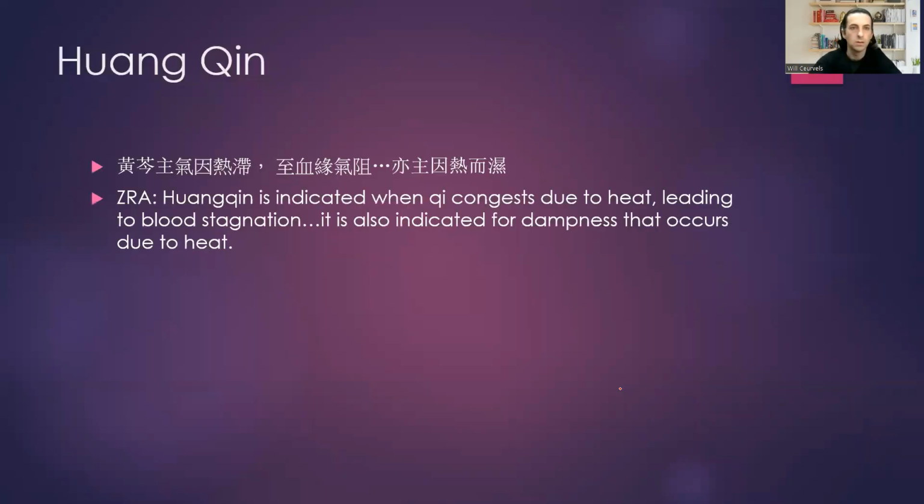So for Huangqin, fairly simple. I'm not sure if we did Huanglian yet, but Huangqin is indicated for dampness that occurs due to heat. Now, Huanglian is for heat that occurs due to dampness. This one is for dampness that occurs due to heat. So that's interesting. How does that occur? Well, you can think of it this way. In Banxia Xiexin Tang, we have this congestion, right? If this is the diaphragm here and the middle burner, you have this congestion here.